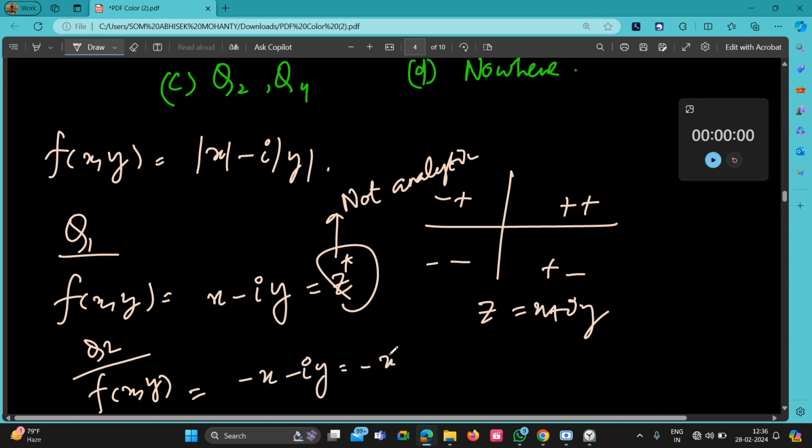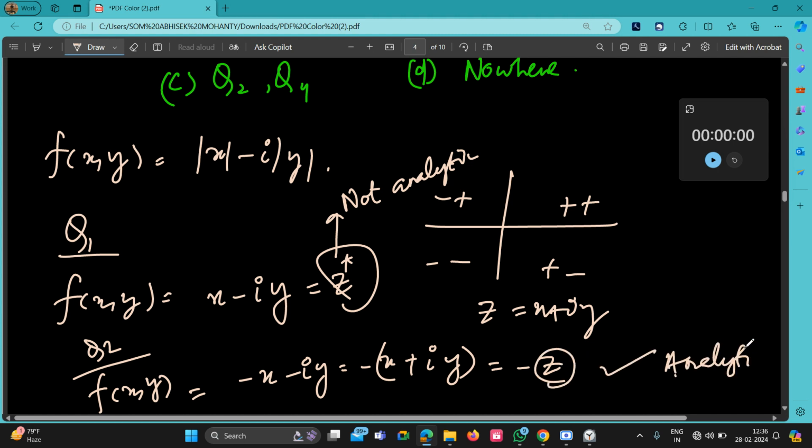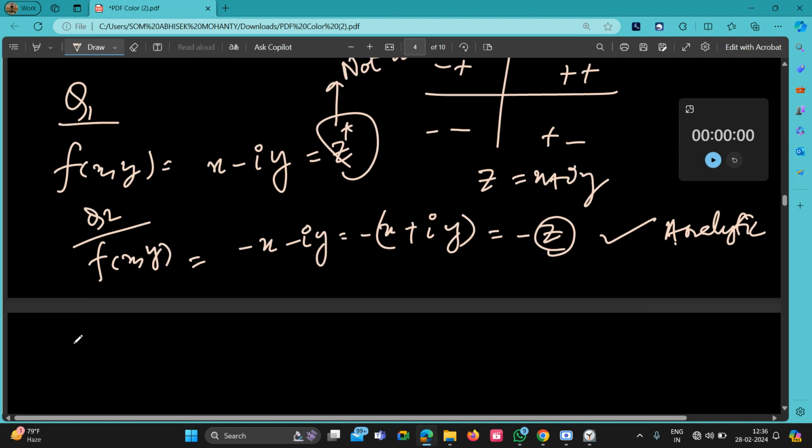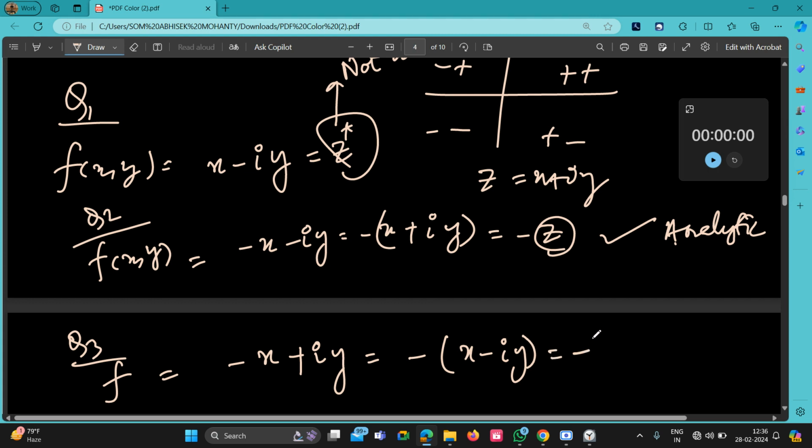See, this is minus x plus iy, right? So minus x plus iy, that means minus z. So z is there. That means it can be analytic. So it is analytic. So second quadrant is analytic. Let's go to the third quadrant. Third quadrant f will be what? Everything is negative. So minus x minus minus, so that is plus y. So this is a minus of x minus iy. So this is minus z star. So z star means it's not analytic.